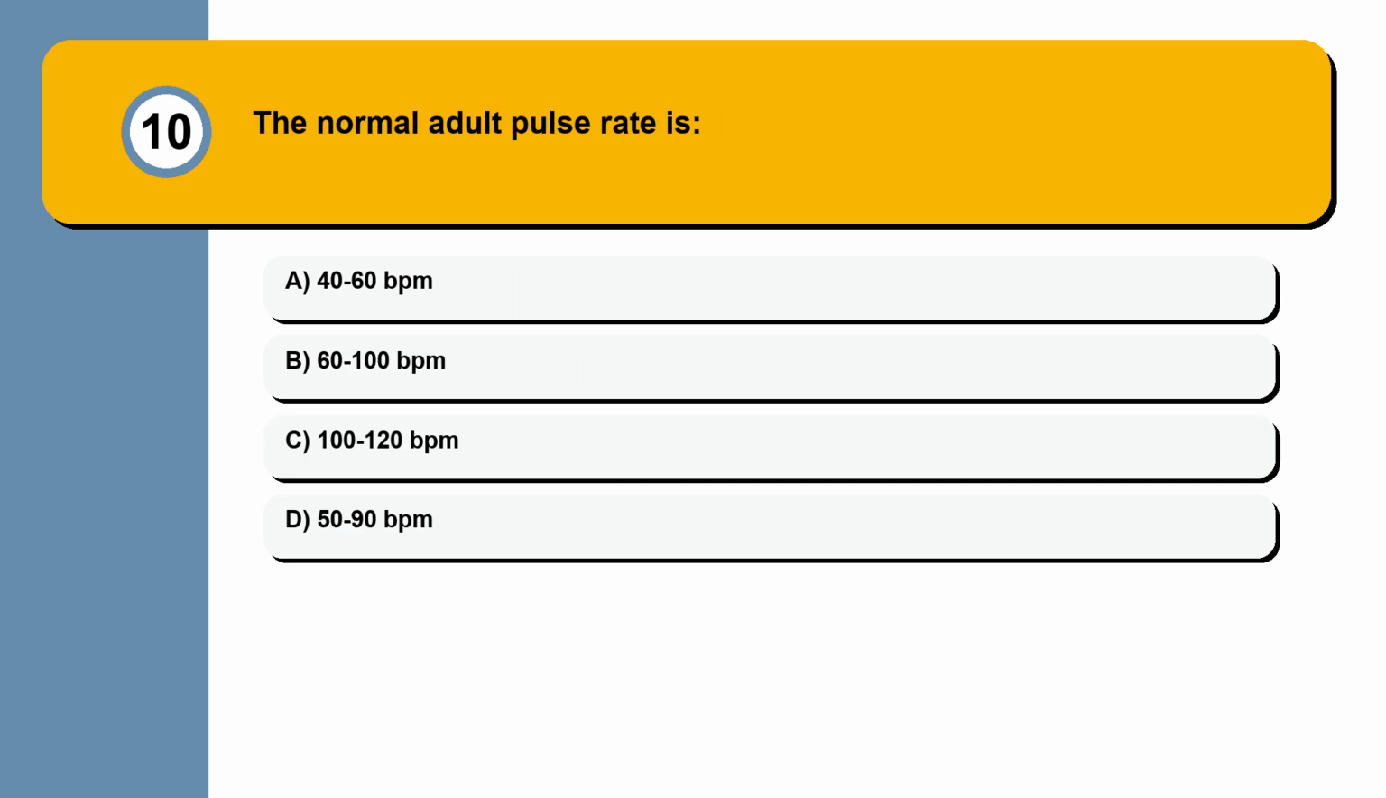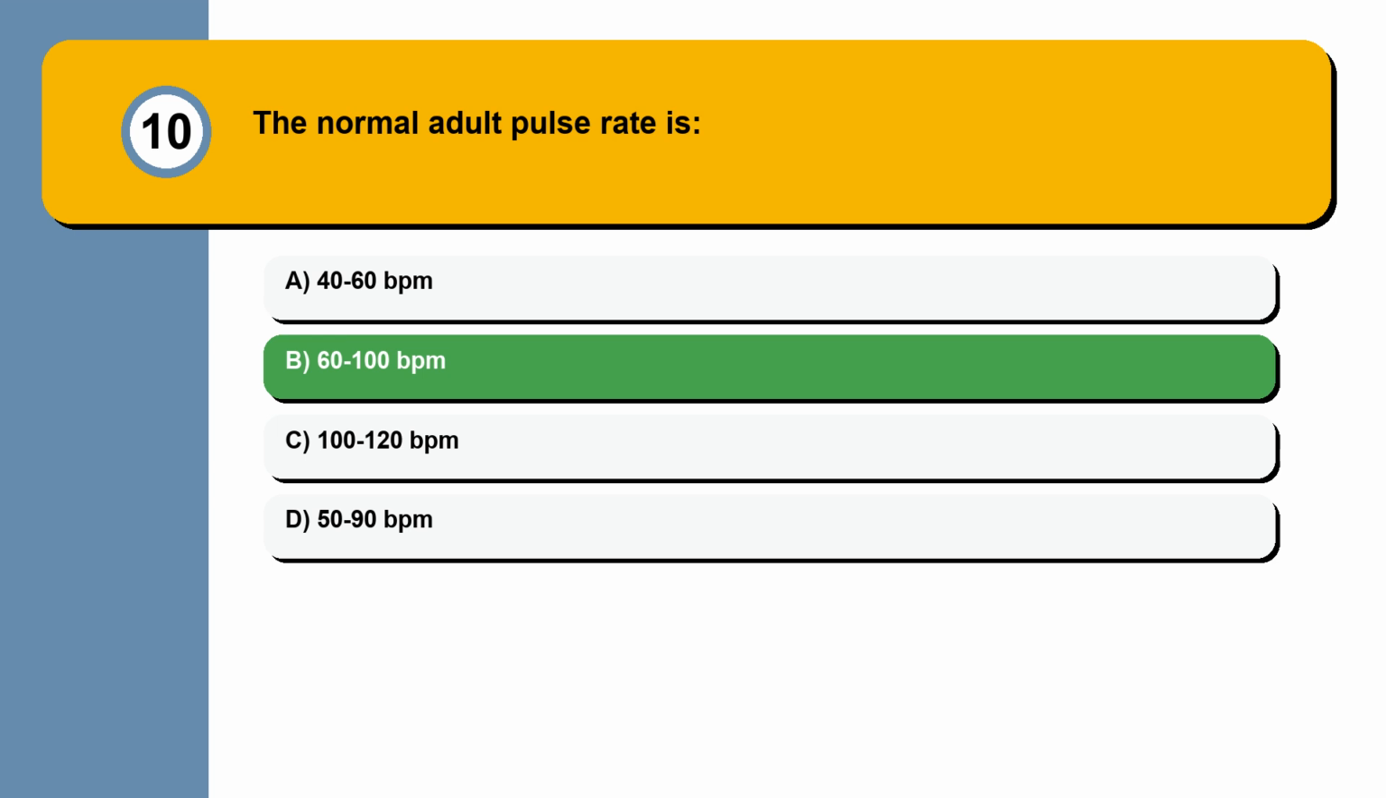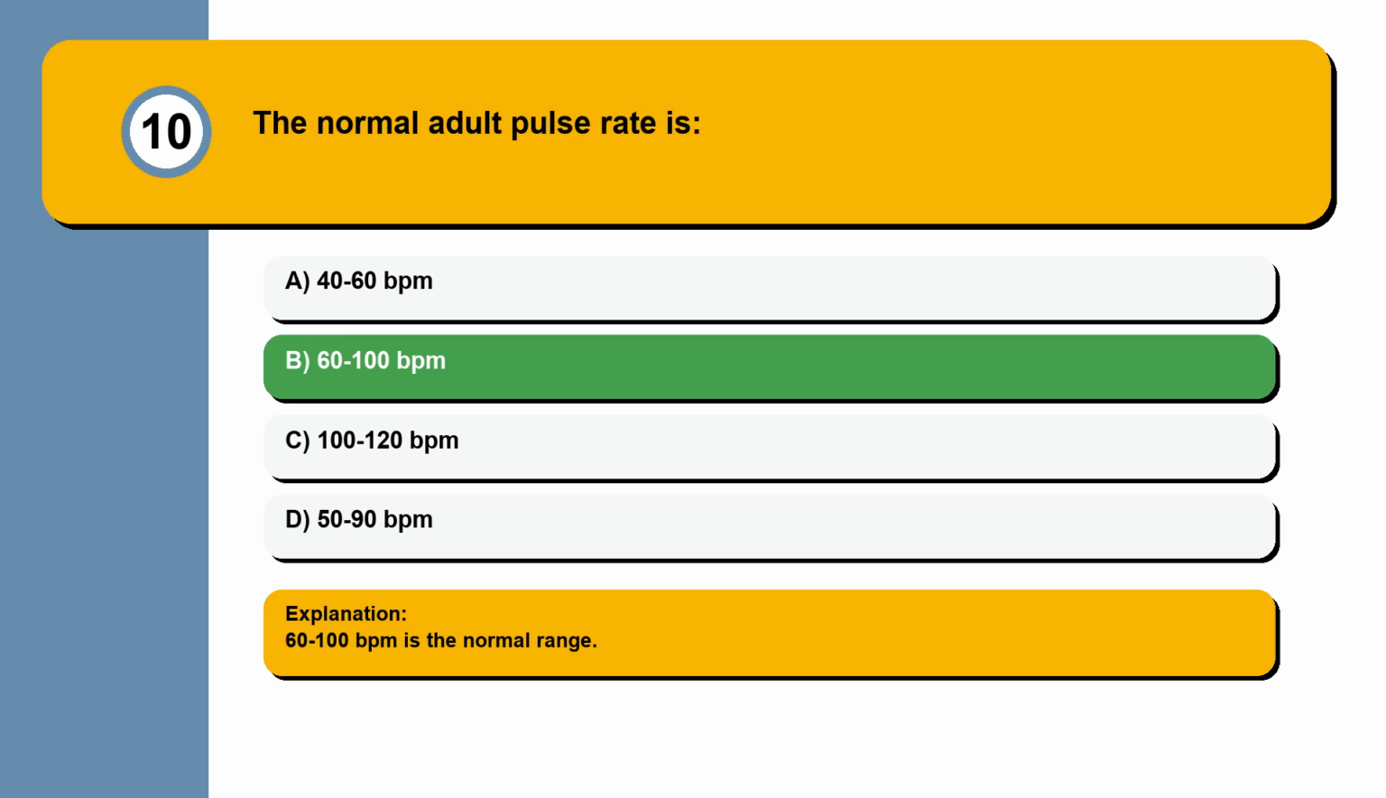Question 10. The normal adult pulse rate is 40 to 60 bpm, 60 to 100 bpm, 100 to 120 bpm, 50 to 90 bpm. 60 to 100 bpm is the normal range.